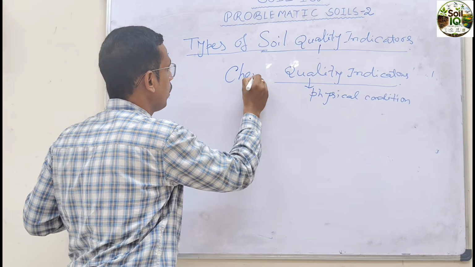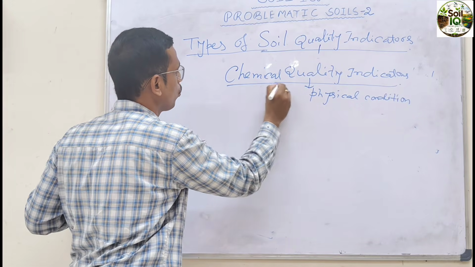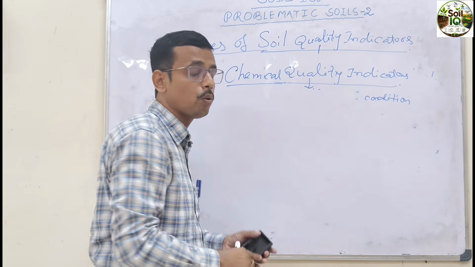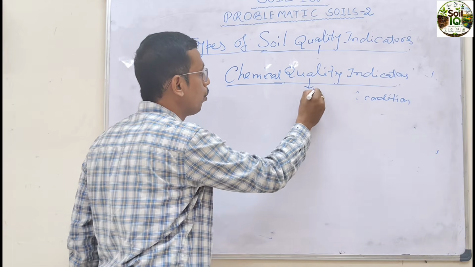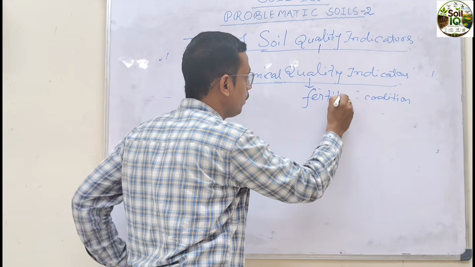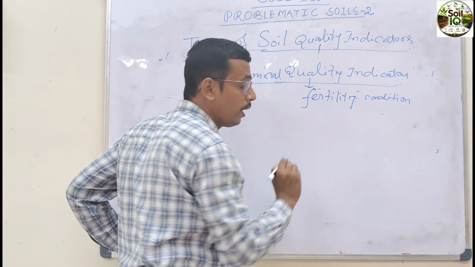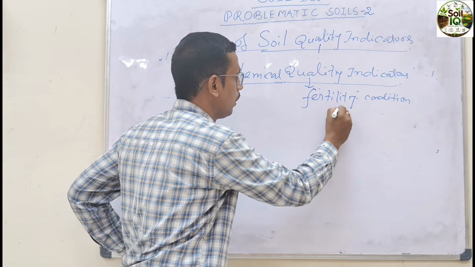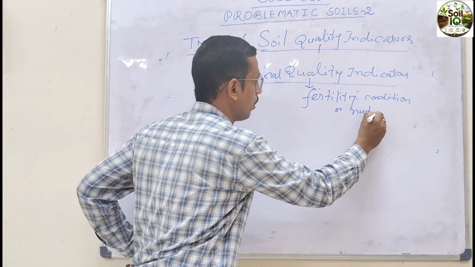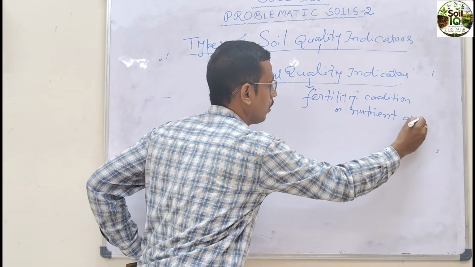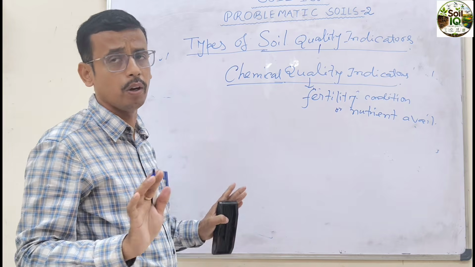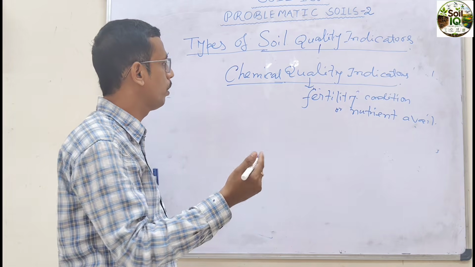Now coming to the chemical quality indicators. They basically denote the chemical condition. What is chemical condition? It denotes the fertility condition of the soil. It can tell us about the nutrient availability of the soil. These conditions are denoted by chemical quality indicators.